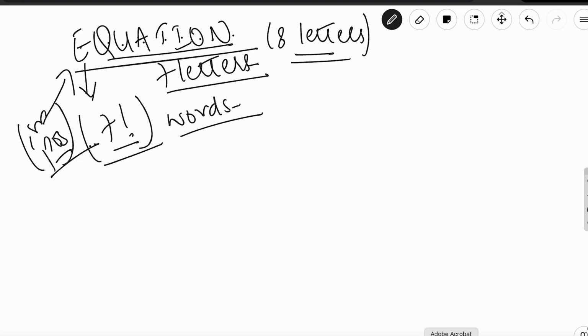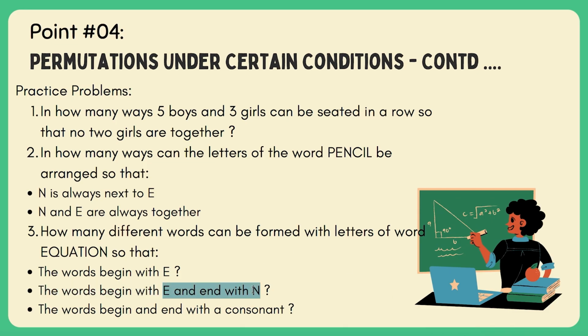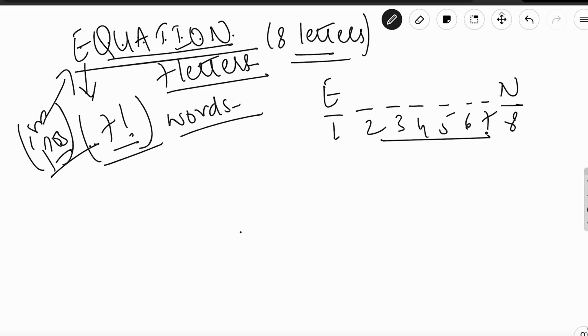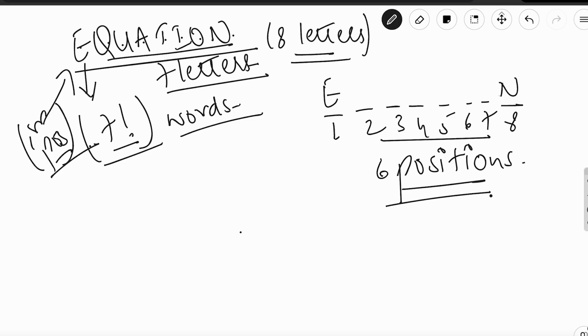Next is the words begin with E and end with N. So what it is saying is E is fixed, N is fixed. There are 8 letters, 1, 2, 3, 4, 5, 6, 7 and 8. So 1 and 8 are fixed. We are left with these 6 positions. So how many words can be formed is basically the arrangement of these 6 letters.